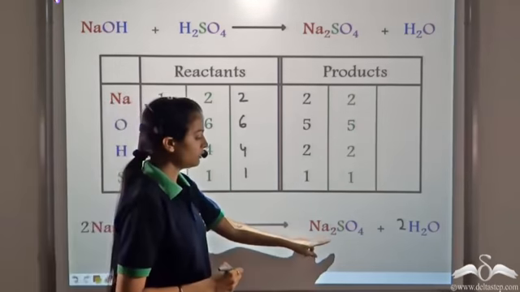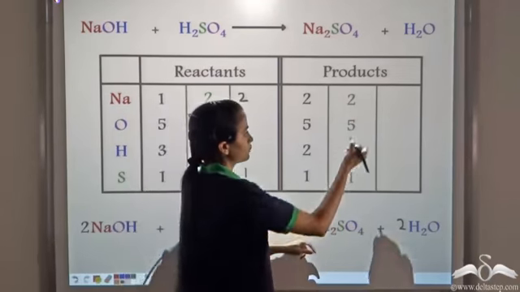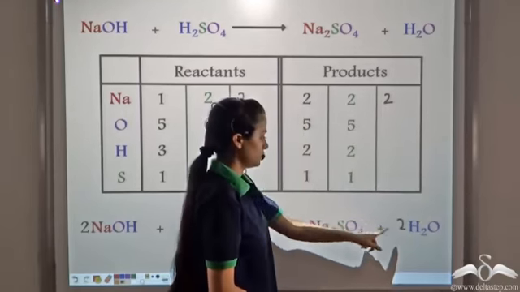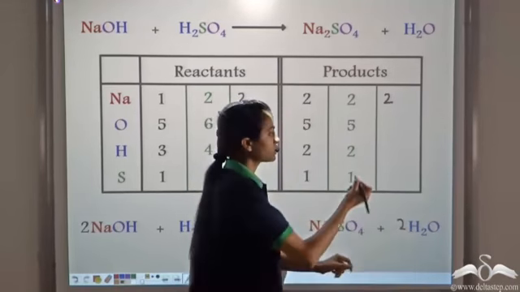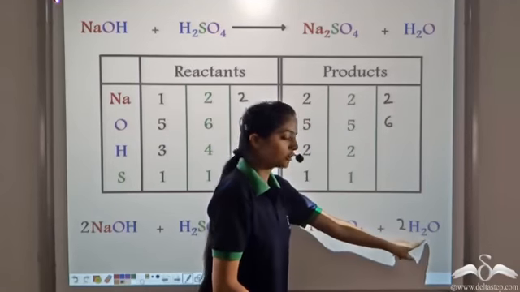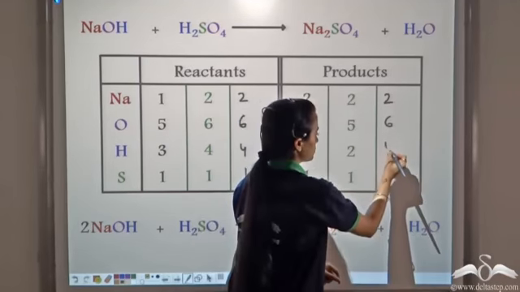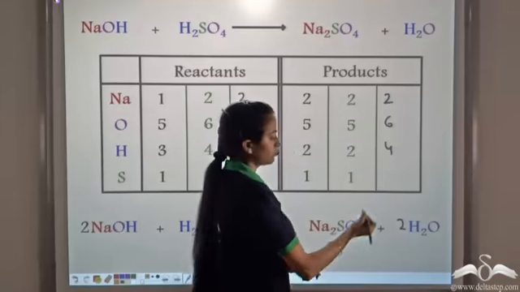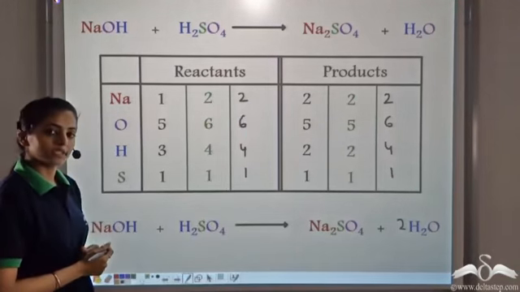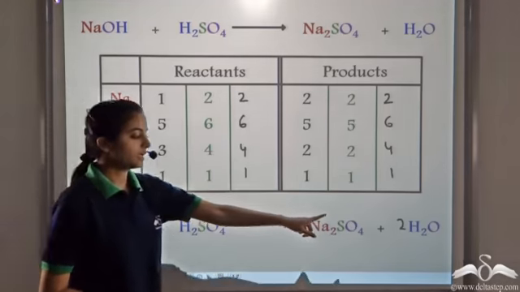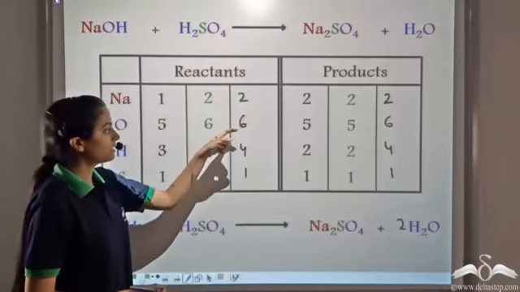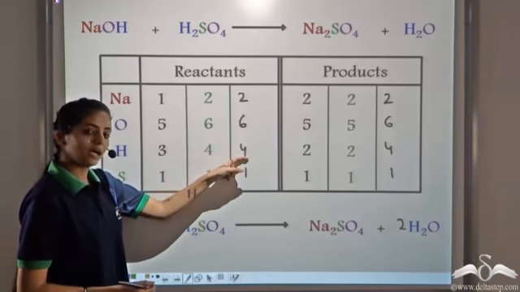On the product side, we have 2 atoms of sodium. We have 4 plus 2, 6 atoms of oxygen. Now we have 2 twos are 4 atoms of hydrogen. And we have 1 atom of sulfur. So what do you observe? When we take 2 molecules of water, we have balanced both oxygen and hydrogen.